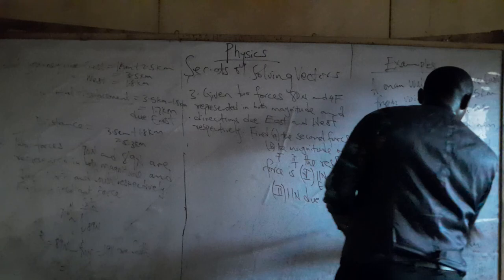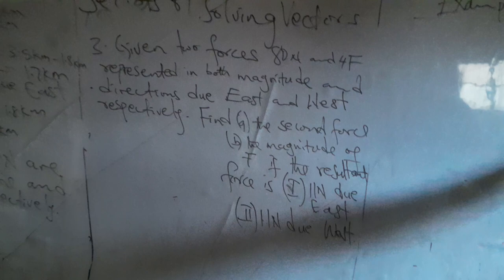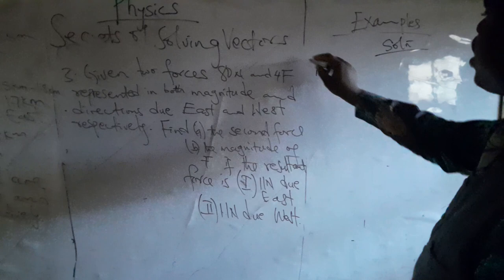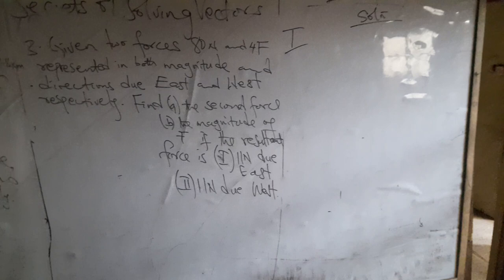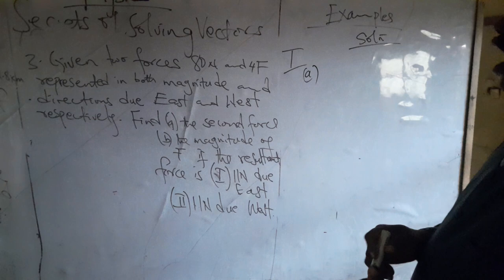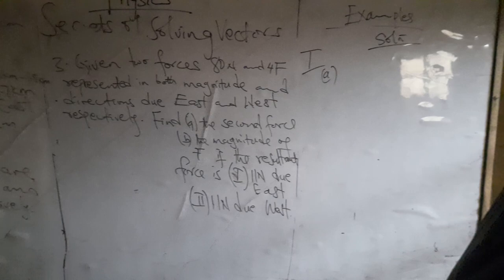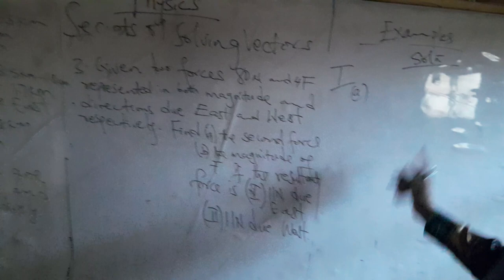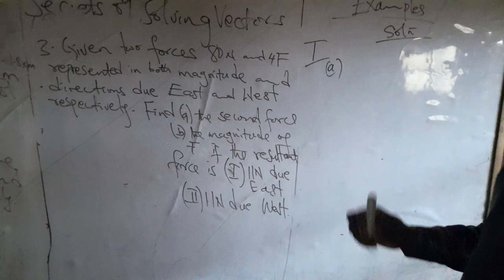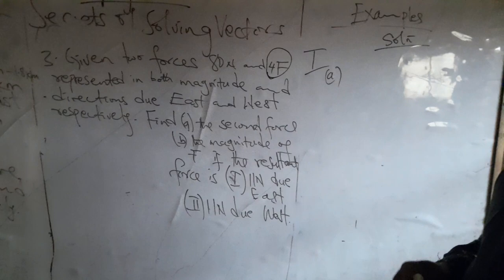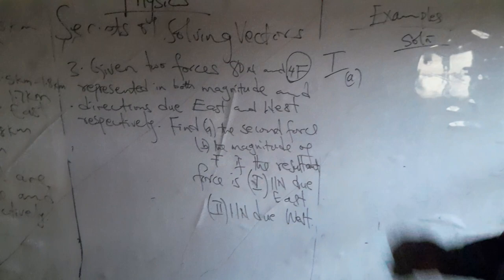In this question, you have been given the resultant, so we really need to get the value of F. So you say solution. Now, I'm picking I first because I is 11 Newton due east. Remember that the forces are 80 Newton and 4F representing both magnitude and direction, due east and west respectively. So if the 11 Newton is due east, that means the force due east is the largest, because I told you that the resultant force must be in the direction of the bigger force. And it is important you understand that this 4F is not the second force. Whatever they give you is the second force. Let them write 3P, 19Q, whatever.